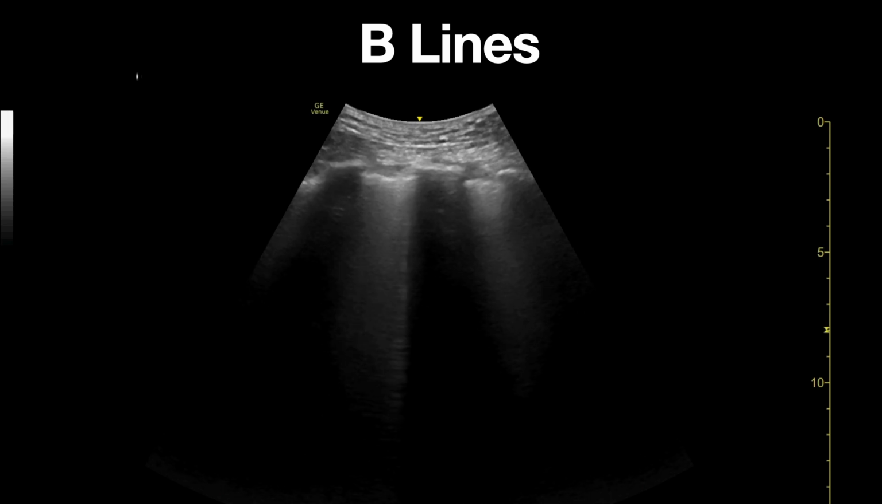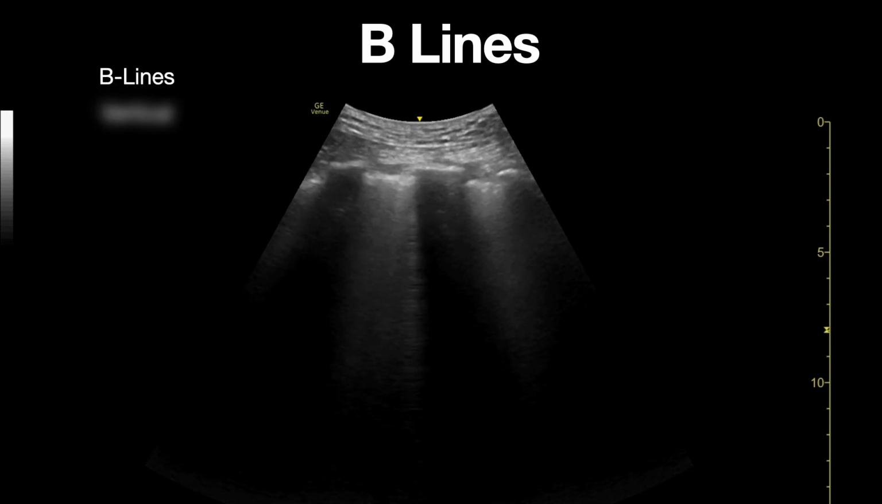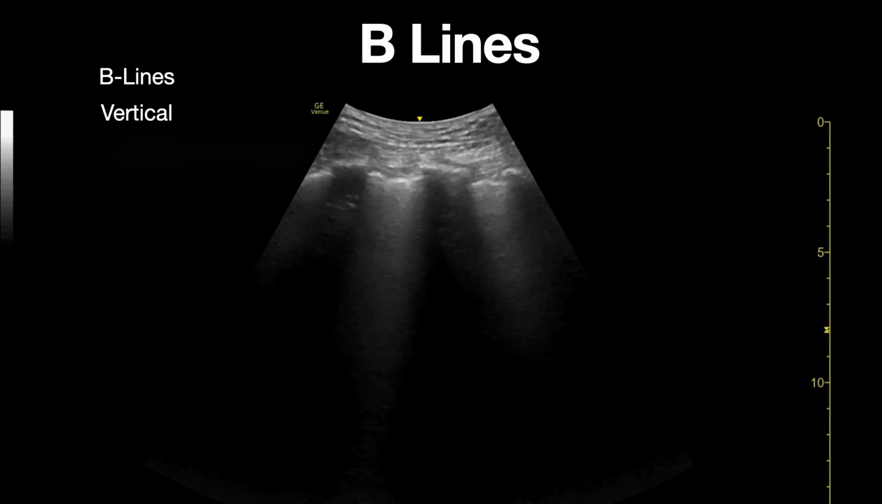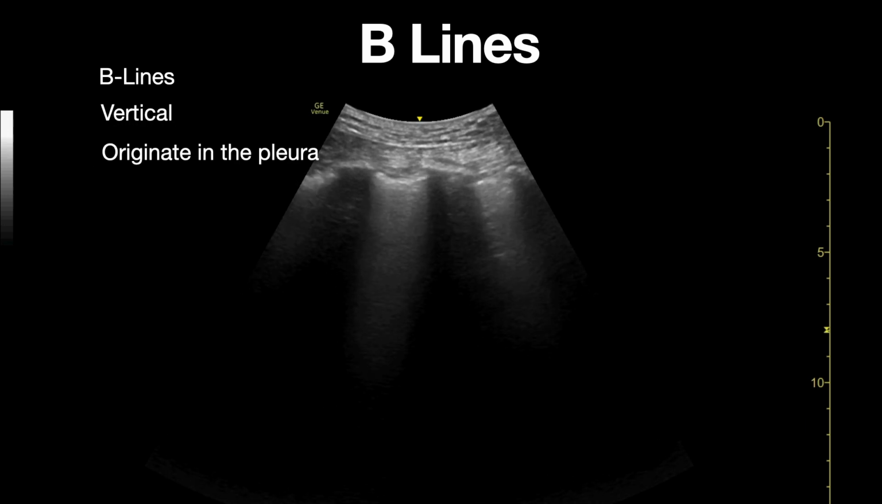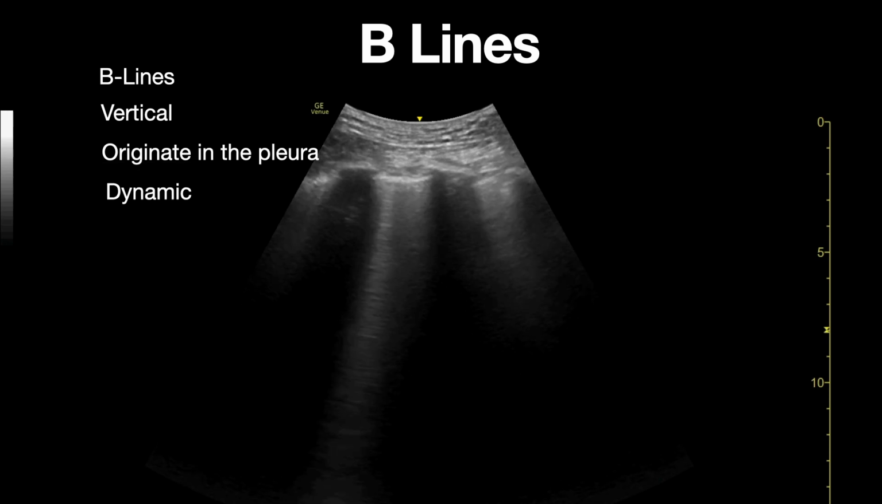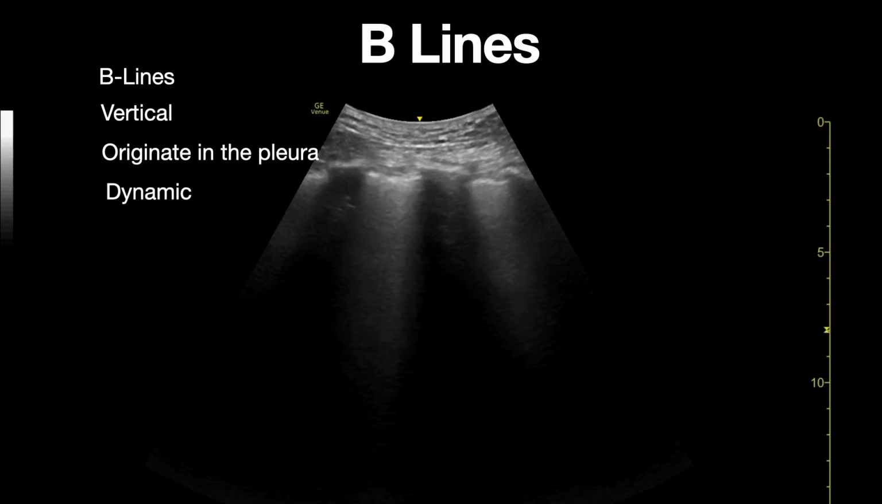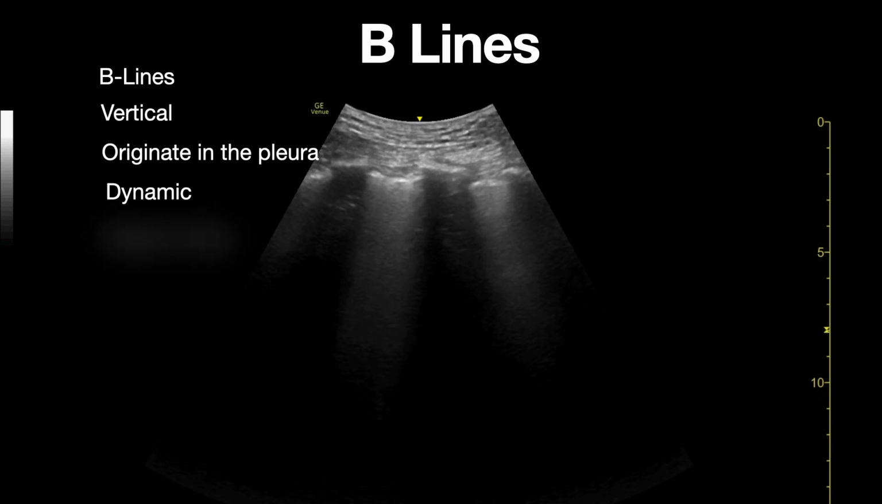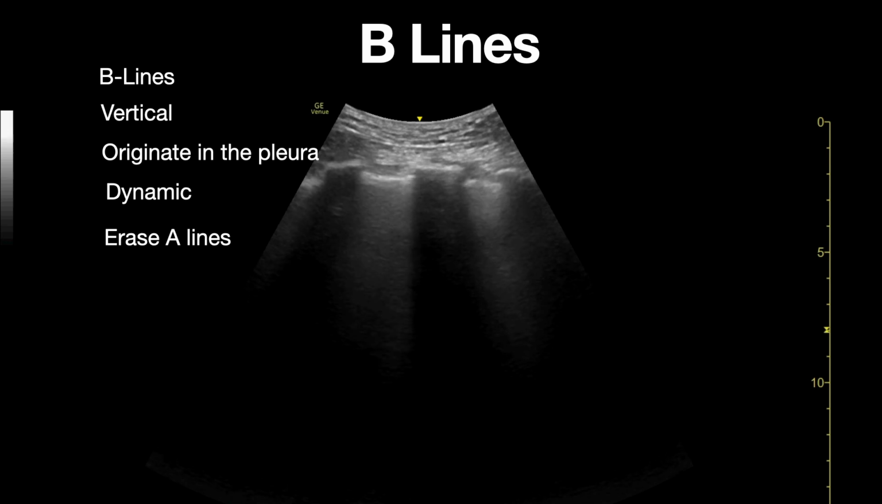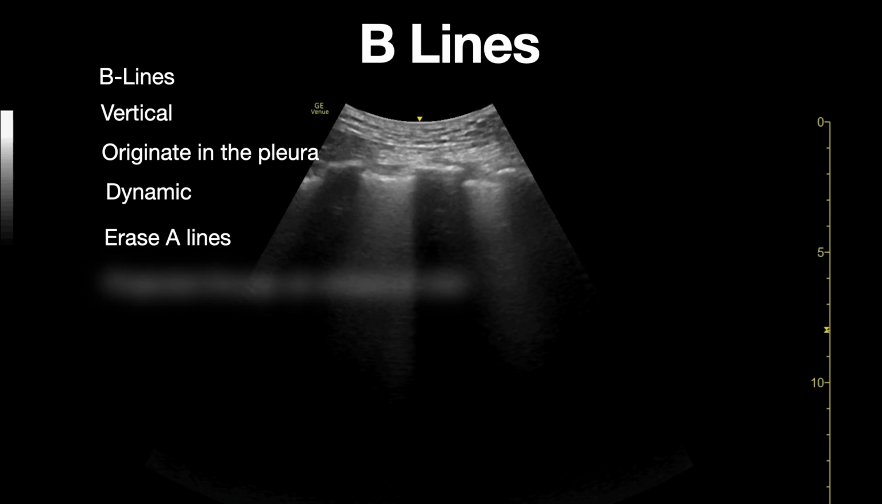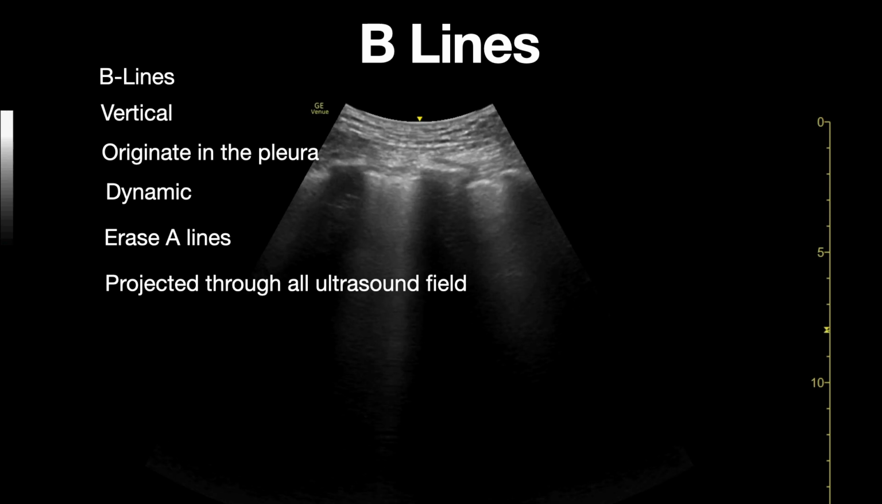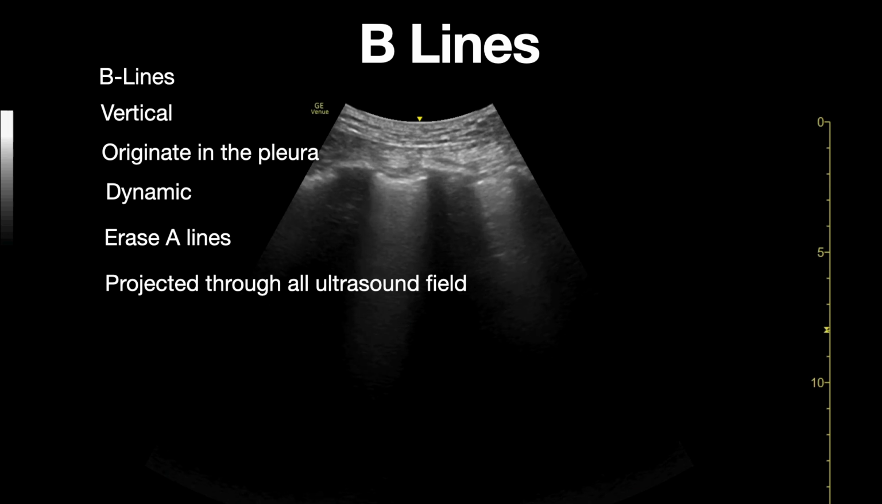B lines are vertical. They come from the pleura or originate in the pleura. They are dynamic, so they can appear and disappear and move back and forth with the pleura. They erase the A lines when they appear, and they are projected through the whole ultrasound field. You can see that the whole ultrasound field is full of B lines.